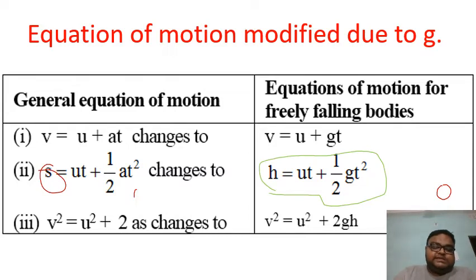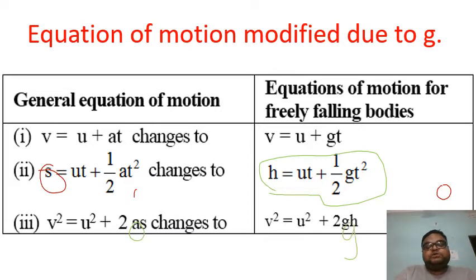Understood, students? Is there any problem now? Okay, right. Now students, let's rewrite this equation as well. So v squared equals u squared plus 2as. Again, we can convert this a to g.